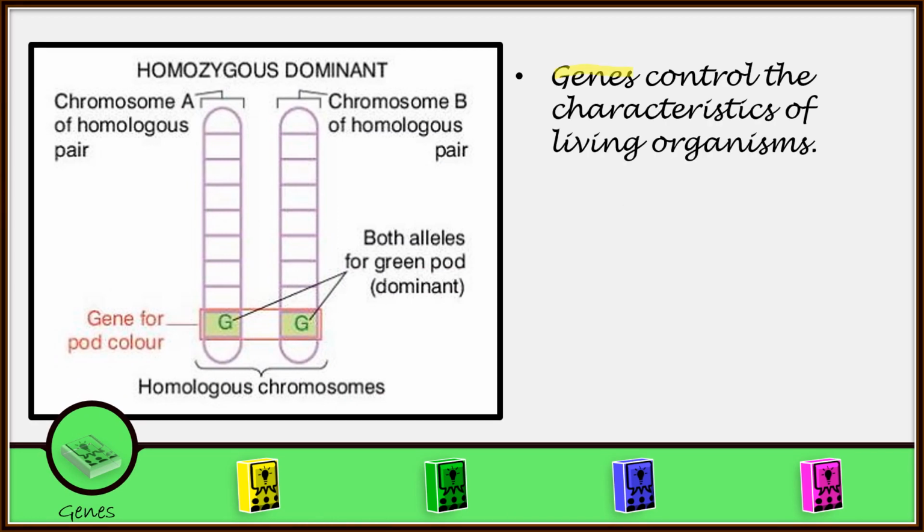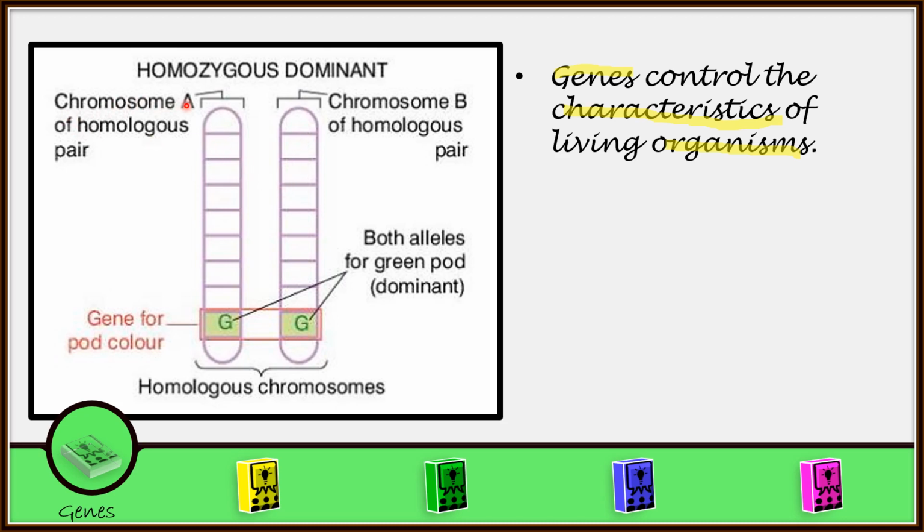Genes control the characteristics of living organisms. What we call the genes, they control the characteristics of living organisms. Let us try to look at our diagram here.